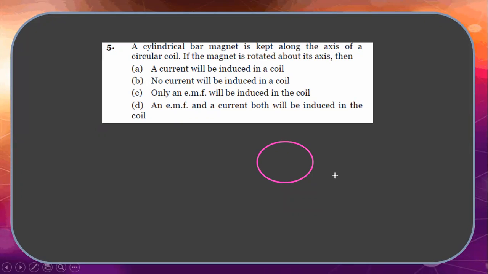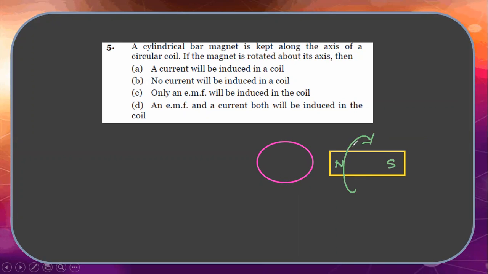About its own axis means what? This is like this, a bar magnet. This is the north pole and the south pole. I am going to mark. This is the north pole and south pole. If you rotate the bar magnet like this, if you move like this or move like this, the effect will be there.